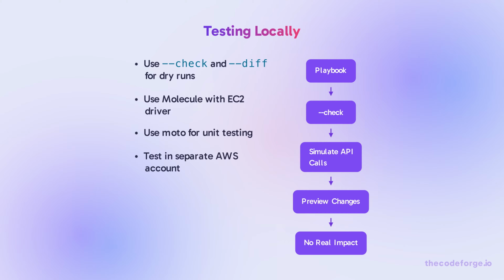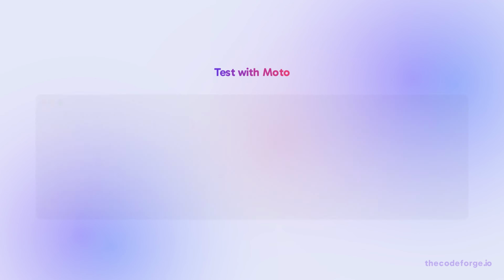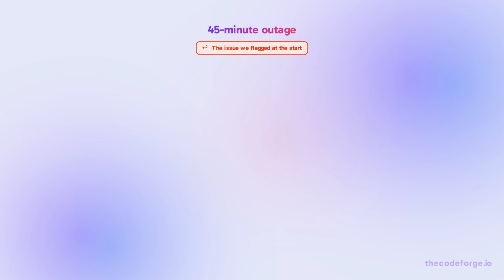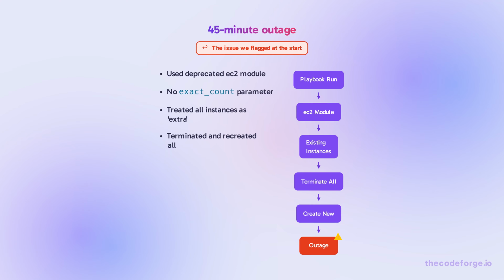You can also use Moto for local unit testing. This script starts a Moto server to mock Amazon Web Services APIs and runs the playbook locally. It's a quick way to test without real infrastructure. This is the same issue we highlighted at the start. Here's exactly why that happened.